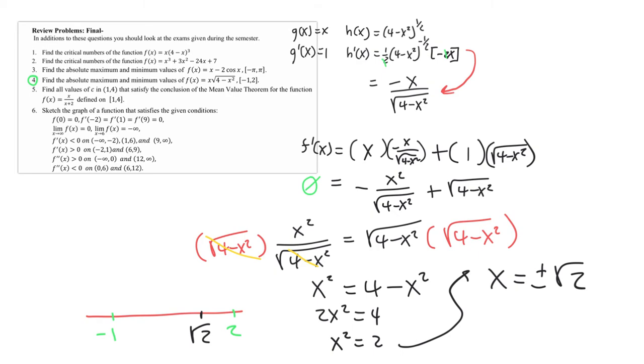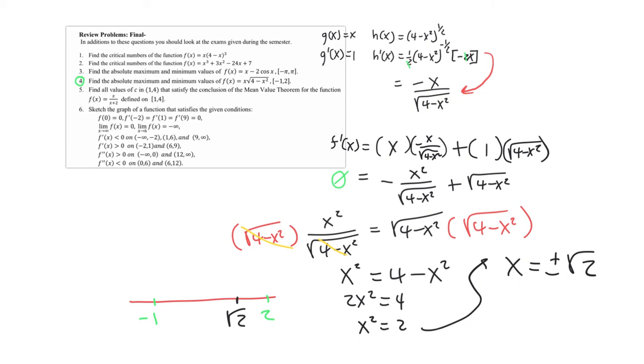You're going to want to plug them into the original function, which I'm going to rewrite soon, and find out which produces the greatest value and which produces the least value. So when I take into account the function, which I'm going to rewrite right now, it's going to be x times radical 4 minus x squared.